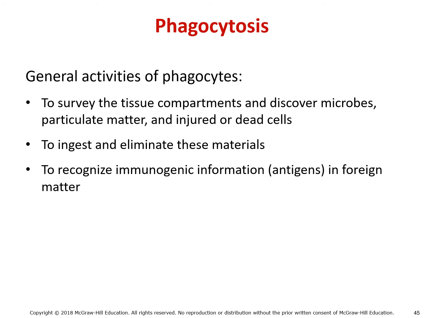So phagocytes are, again, a general category of cells that consume other cells. The idea here is that they're going to survey the tissues, find the threat, and then dissolve or break down the threat after it's been ingested. So naturally, we need to be able to recognize what are threats. So they recognize features called antigens and foreign matter. So from now on, we're going to refer to foreign features as being antigenic features.